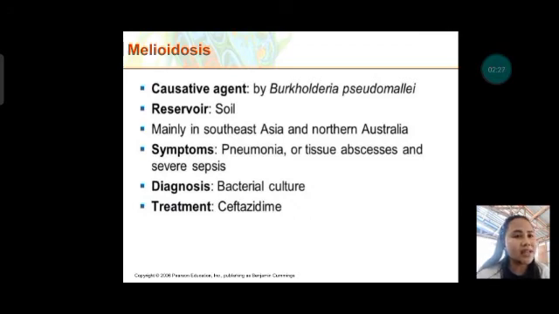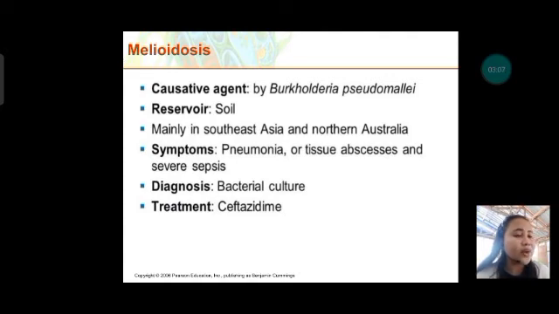So the next disease is melioidosis. Melioidosis is a bacterial disease whose causative agent is Burkholderia pseudomallei. The reservoir is the soil, especially moist soil, so it is mainly in Southeast Asia and Northern Australia. The diagnosis is through bacterial culture and the treatment is ceftazidime. So this melioidosis is common in Southeast Asia and Northern Australia.